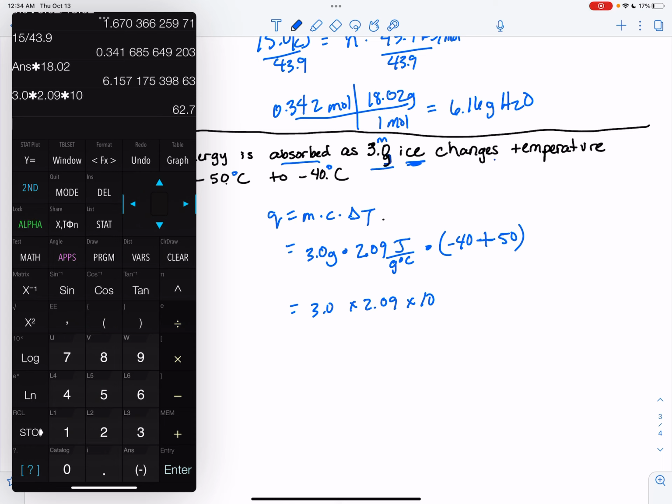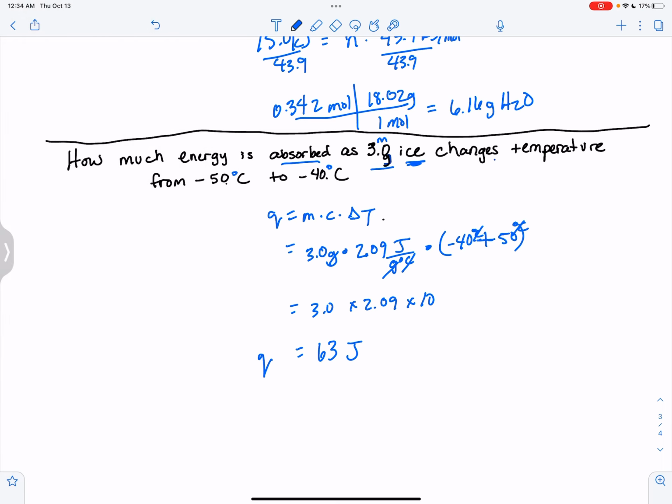And back to 2 sig figs. So it looks like I would be rounding that to 63. And my unit here, my grams canceled here, my degrees Celsius canceled there, and that leaves me with joules as my Q. And it does matter a lot, with what you're about to see happening next, to keep track of whether you're talking about the energy being in joules or kilojoules.